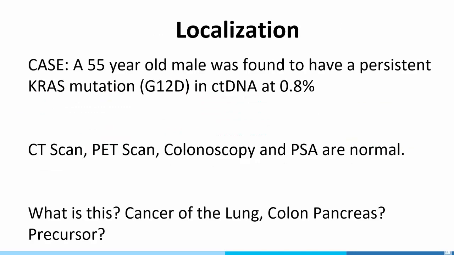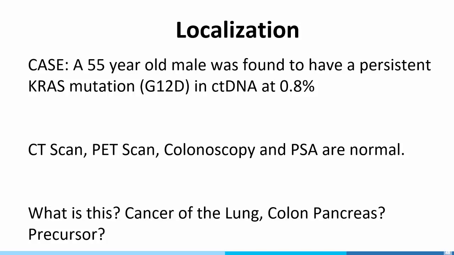The second is localization. This is a gentleman who came to me from China, terrified. Somebody was doing this testing locally there, and they found a KRAS mutation in his blood. He'd gotten a CT scan, PET scan, colonoscopy, and PSA, all normal. Obviously, we couldn't even know where to look for this mutation. It's a mutation that's found in lung cancer, pancreatic cancer, and colon cancer. So where would you go look for a cancer like that? That's a big issue, localization. In this case, we repeated the test. It was negative. It was a false positive.